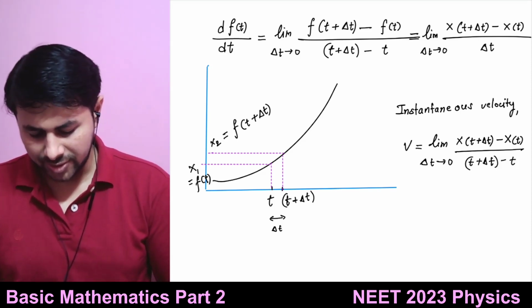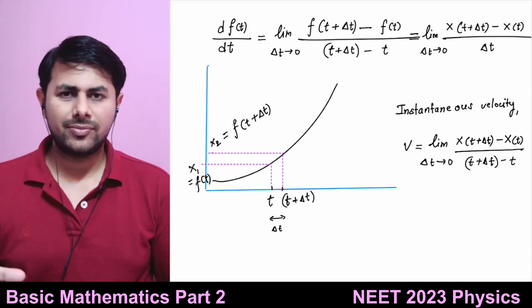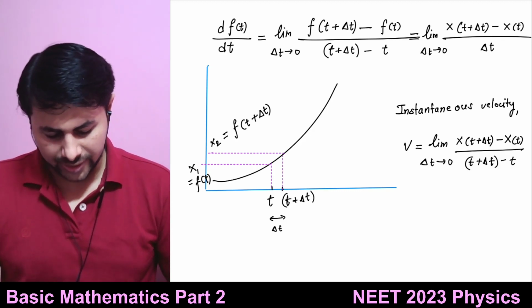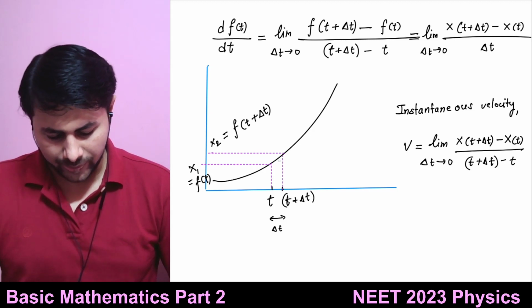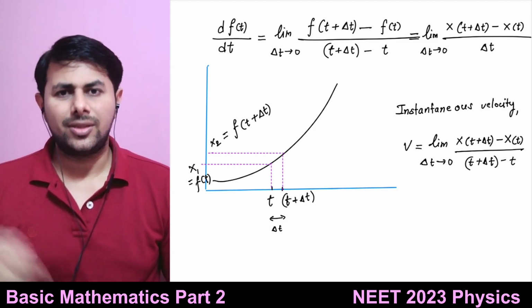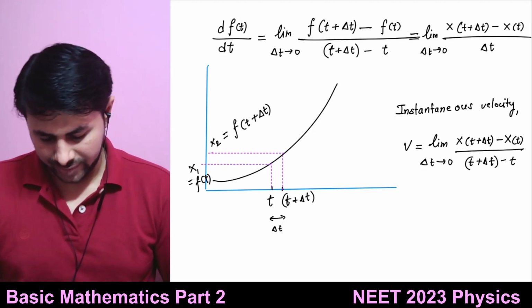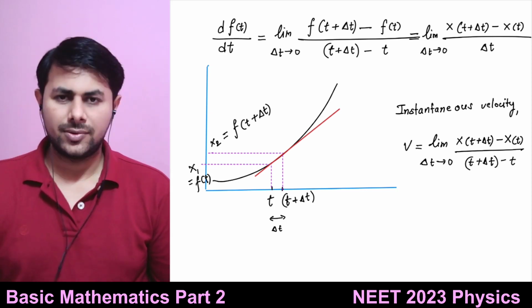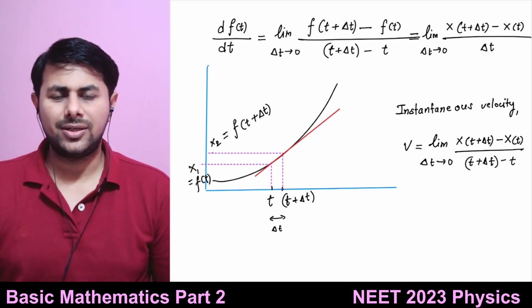So what is instantaneous velocity? If you plot the graph between position and time, then the slope of the tangent at any point or any time will give you the velocity at that time. And this thing is known as what? Derivative.